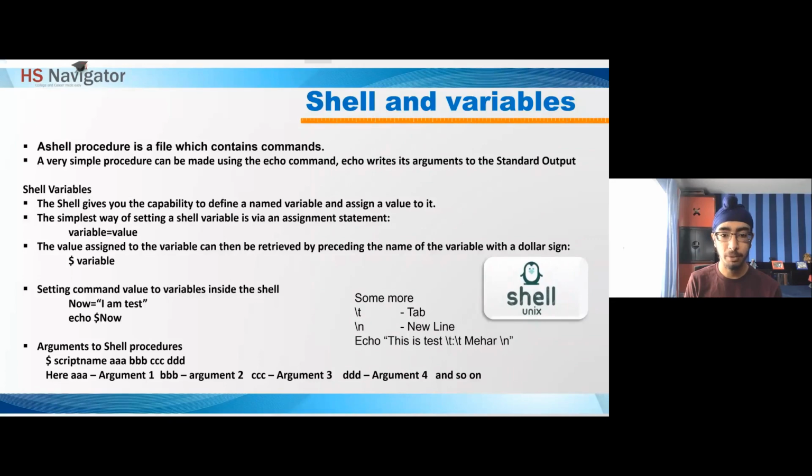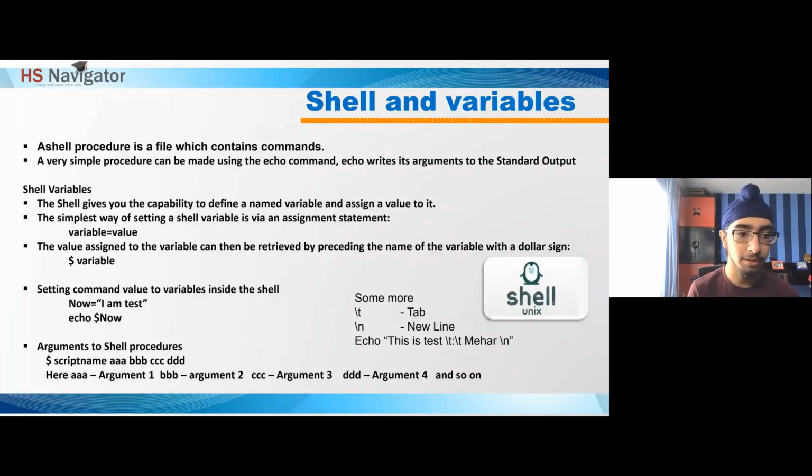Just like with any other programming language, there are also variables. In the shell they're called shell variables, and it gives you the capability to define a named variable and assign a value to it. The simplest way of setting a shell variable is via what's called an assignment statement, which sounds complicated, but it's basically saying variable equals value. So you can say x equals 2, or a equals 5, or string equals hello. It's just as simple as that.